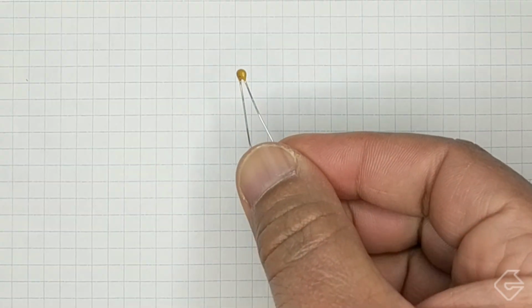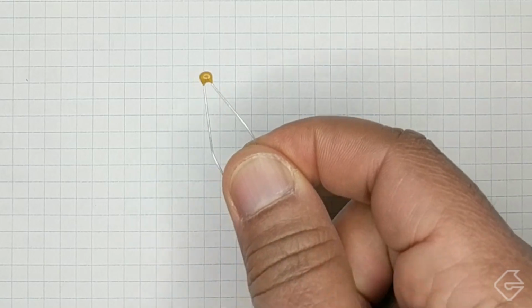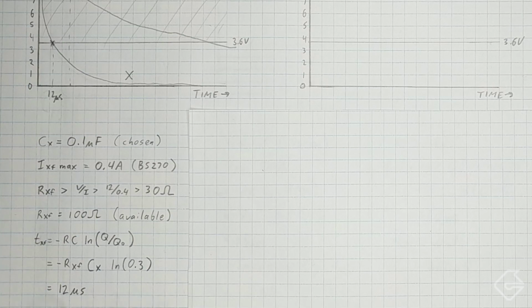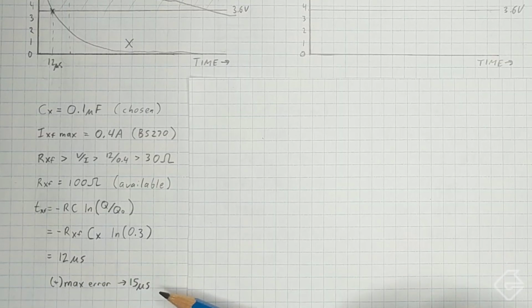Now, this capacitor is not exactly 0.1. There's always going to be manufacturing defects and changes and stuff like that. And the resistor that we're using, the RXF resistor, 100 ohms, is never going to be exactly 100 ohms. There's error built into it. So we know that this capacitor has an error of approximately 15 to 20%, I think. And the resistor also has an error, could be between 1 to 5%. So let's just say the error is as much as 25%. What that means is, although I calculated this time to be 12 microseconds, it could be as much as 15 microseconds, given the error in the manufacturing of these components.